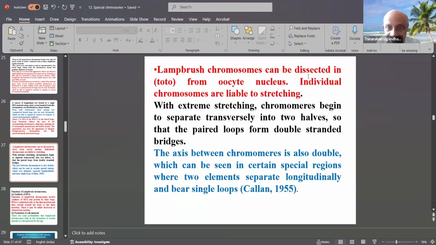With extreme stretching, the chromosome begins to separate transversely. Separated means each loop is also separated into two halves, so that the paired loops form a double-stranded bridge. The axis between the chromomeres is also doubled, which can be seen in the characteristic features of the organisms. Then there are certain special regions where two elements are separated longitudinally and here a single loop is there. This is also one characteristic.